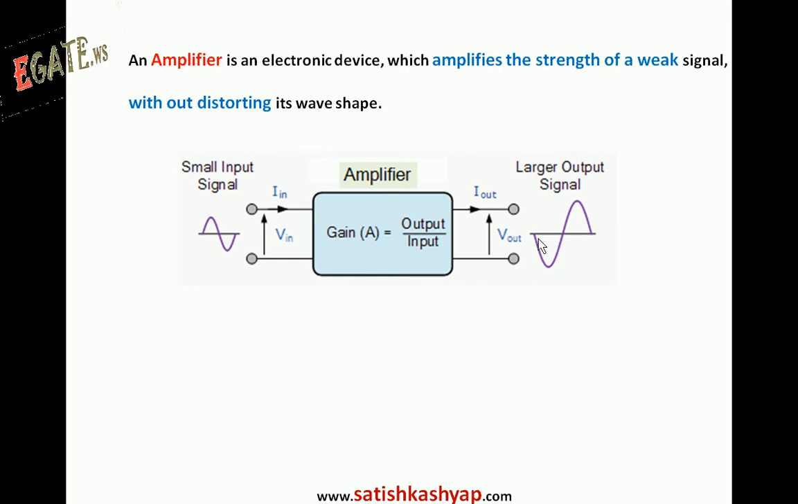So basically amplification is measured in voltage gain, current gain or power gain. Gain is nothing but the ratio of output quantity to input quantity. Based on the quantity of interest, it may be voltage gain, current gain or power gain. So voltage gain can be defined as output voltage by input voltage.